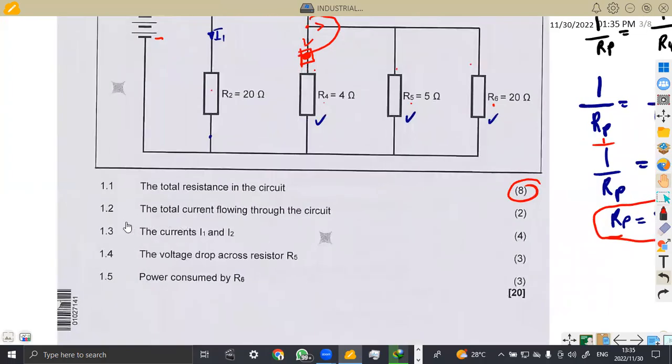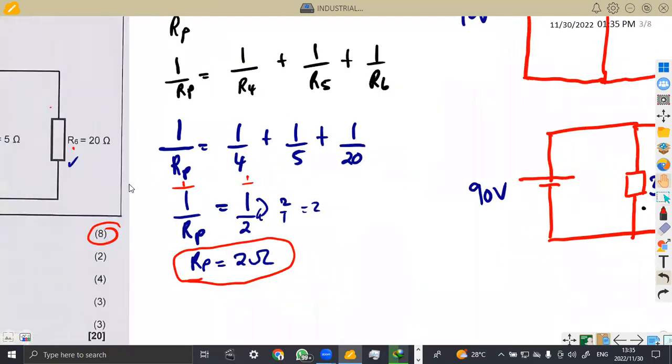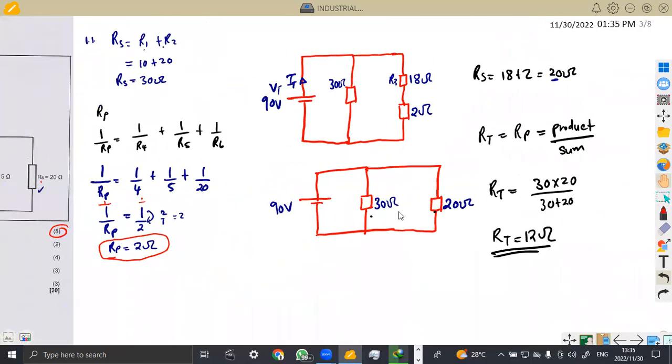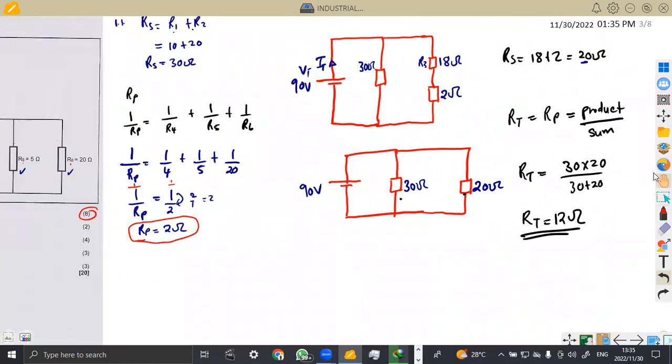Okay, let's check 1.2, the total current flowing through the circuit. As you can see, we have our total resistance here, so that means the total current can be taken from there. All right, so I'm just going to work it here. That's 1.2.